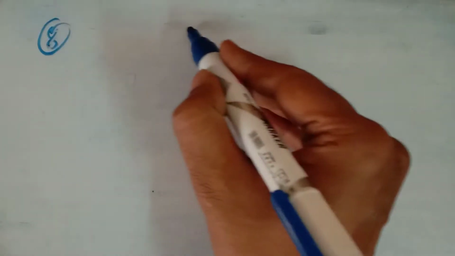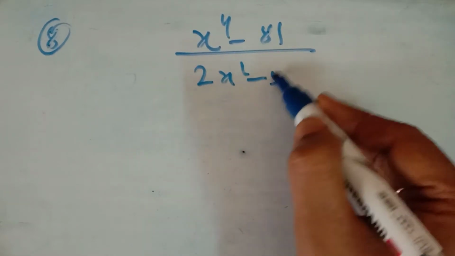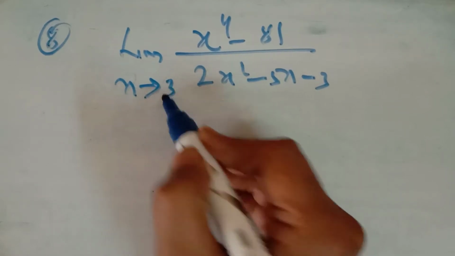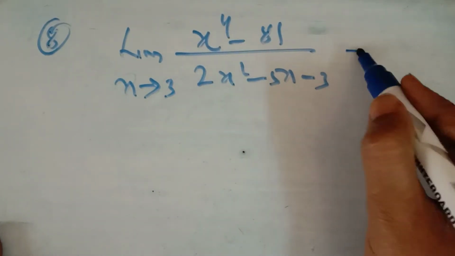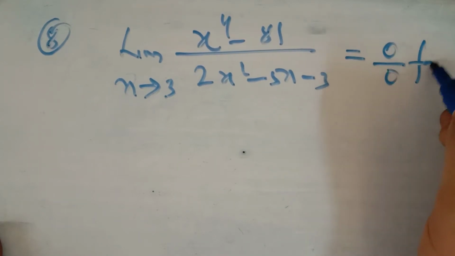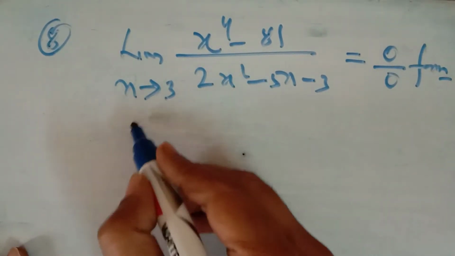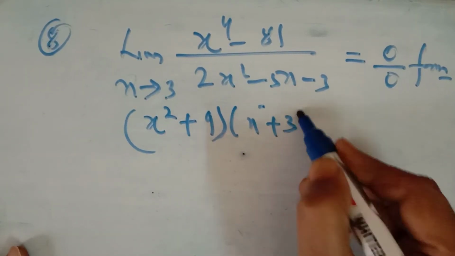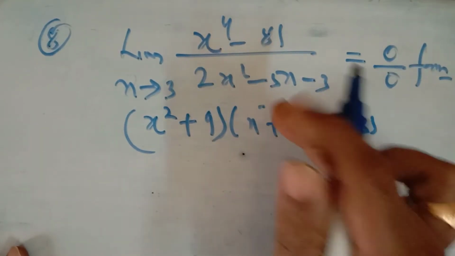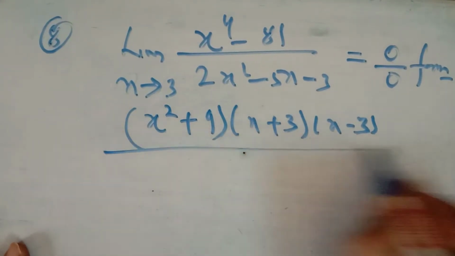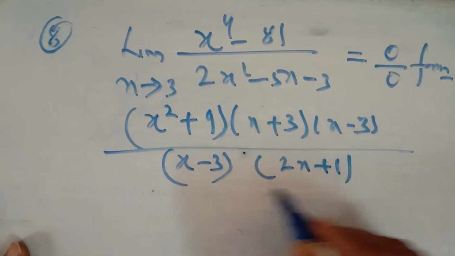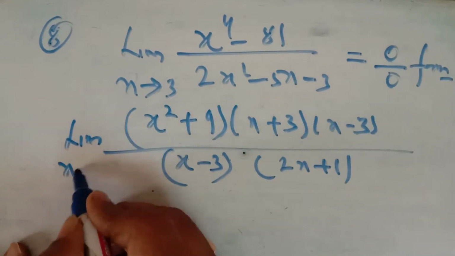In question number 8, we have x की power 4 minus 81 upon 2x square minus 5x minus 3, limit x goes to 3. When you put 3 in the numerator as well as in the denominator, it is 0 upon 0 form. So it means again you have to factorize. So in the numerator, when you factorize it, you will get x square plus 9, x plus 3 and x minus 3. You use the formula a square minus b square 2 times. In the denominator, by splitting the middle term, you will get x minus 3, 2x plus 1. And it takes x goes to 3.